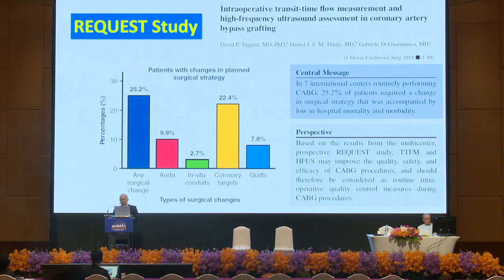So recently, a requested study was published in JTCVS. It's a study of how much influence a combination of transit time flowmetry and ultrasonic scanning makes in changing the surgical procedure. With these two modalities, it was performed in seven international centers. Some surgical change happened in 25% of the patients, and for the coronary artery, in 22% of the patients the surgeons changed their strategy.